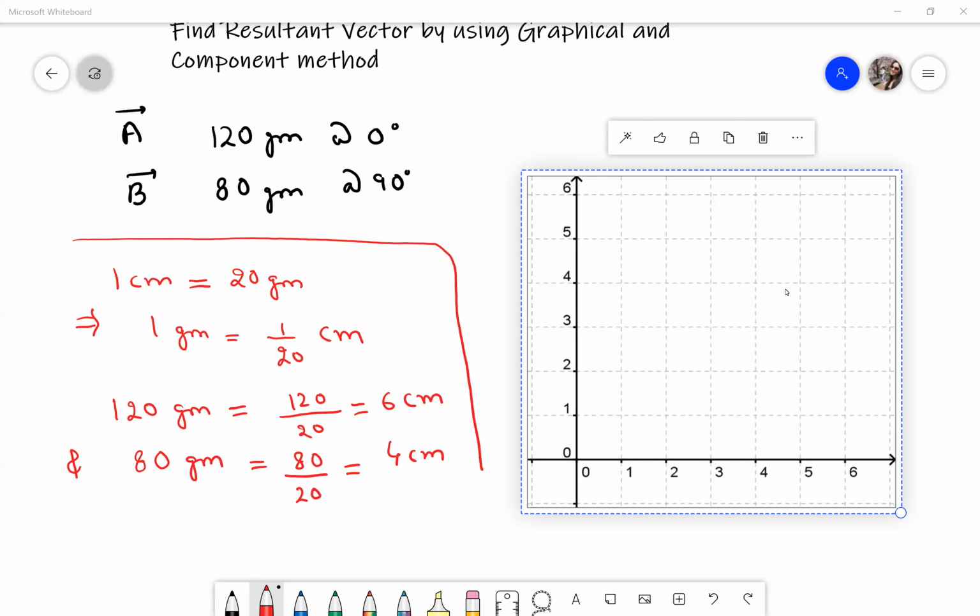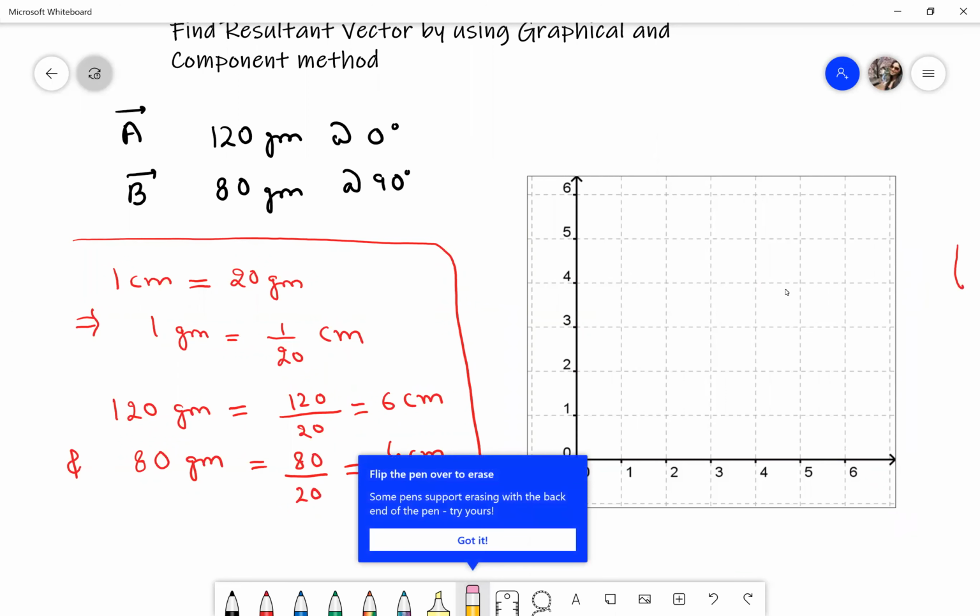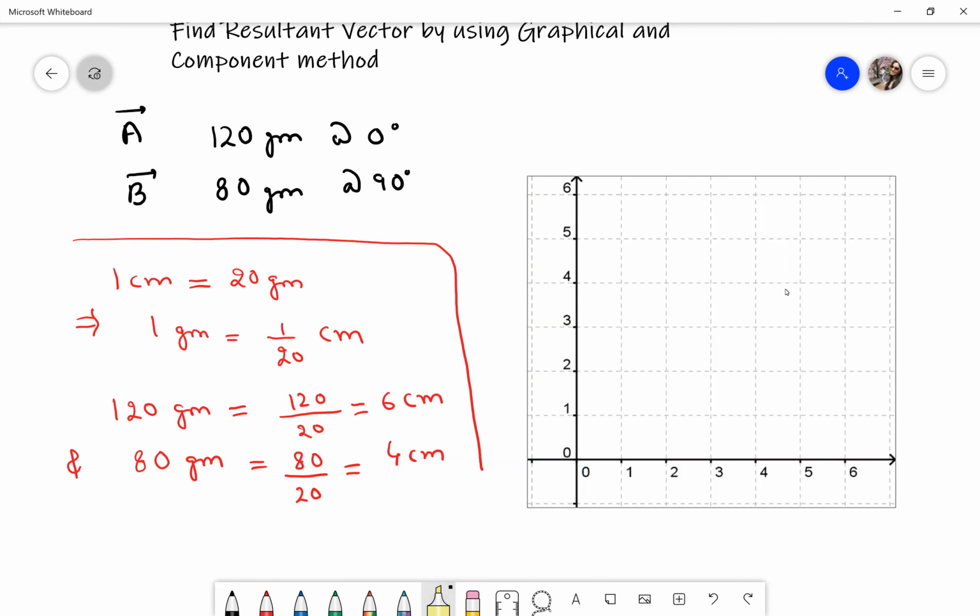Okay, so we'll do one more question about finding the resultant vector by using the graphical method and the component method. Suppose we have these two vectors. One, we have vector A as 120 gram, acting at 0 degree, and the second vector, we have B vector, which is 180 gram acting at 90 degree.